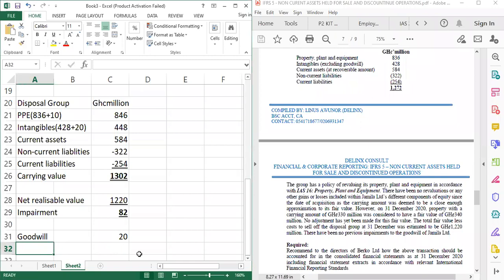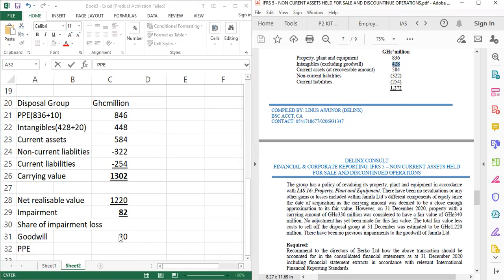So we have the share of the impairment loss. Goodwill will be the first one to take, if there is no physically damaged asset. Then we come to PPE. So the PPE value is 846, isn't it? Plus the intangibles. Intangibles is 428 because we have impaired the goodwill already. So the goodwill will not be part again. So let's add them and see the total value.